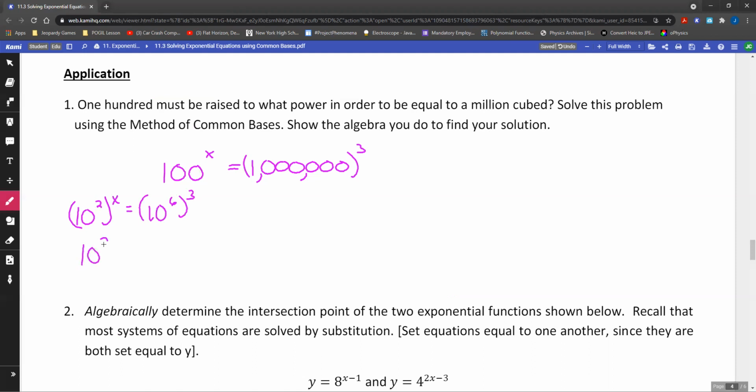So this is basically saying that 10 to the 2x equals 10 to the 18th. 6 times 3 is 18. So 2x equals 18. Divide both sides by 2. x equals 9. So the answer is that 100 has to be raised to the power of 9.